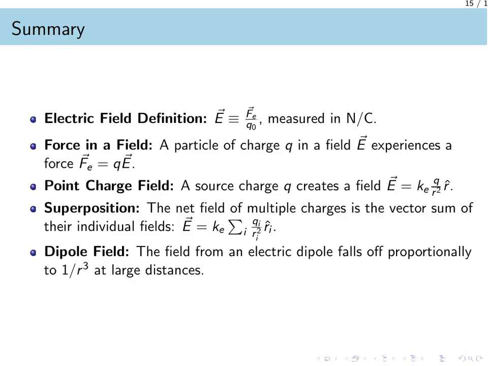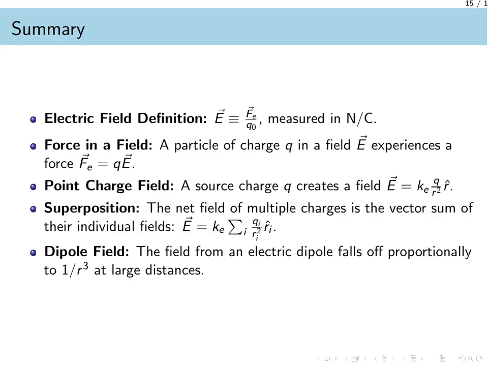The electric field is defined as the electric force on a test charge divided by the magnitude of that test charge, with units of newtons per coulomb. Consequently, a particle with charge q placed in a field E experiences an electric force equal to q times E. A single point charge creates an electric field that is proportional to its charge and inversely proportional to the square of the distance from it.